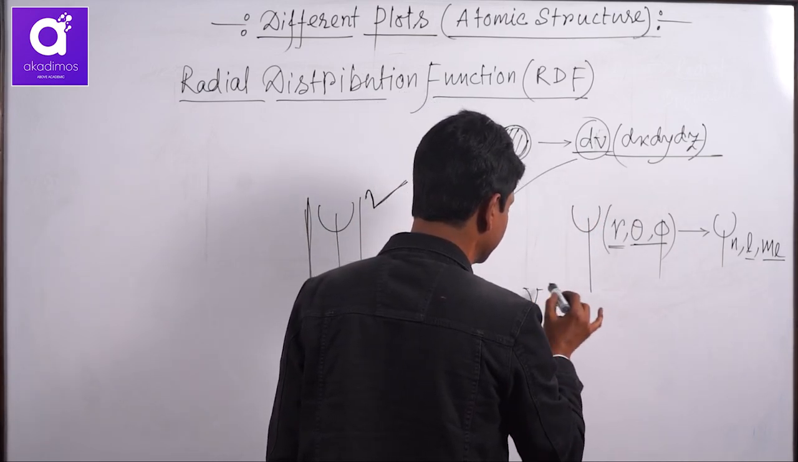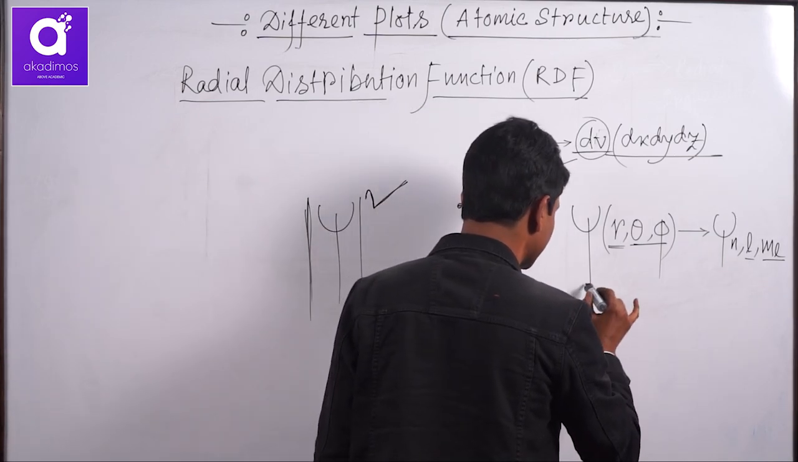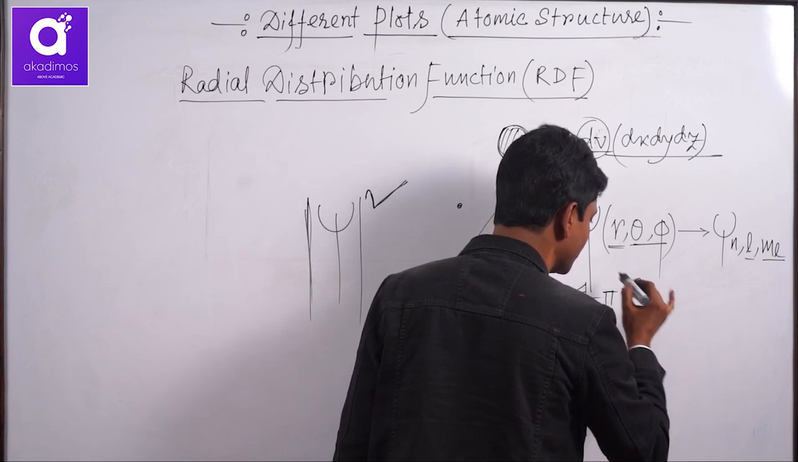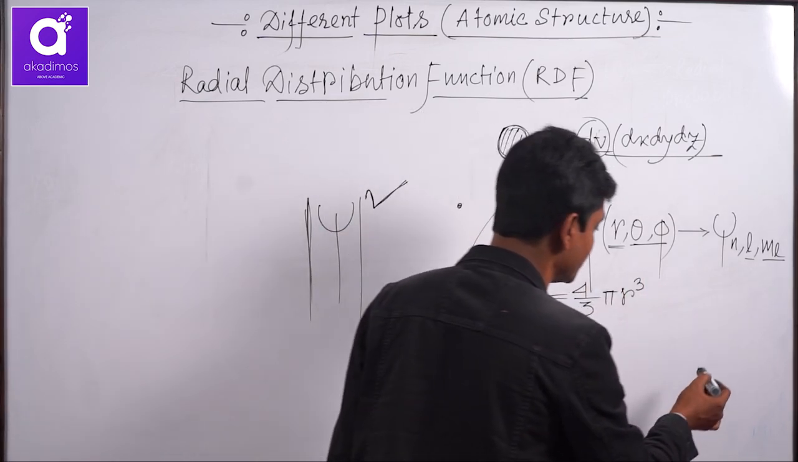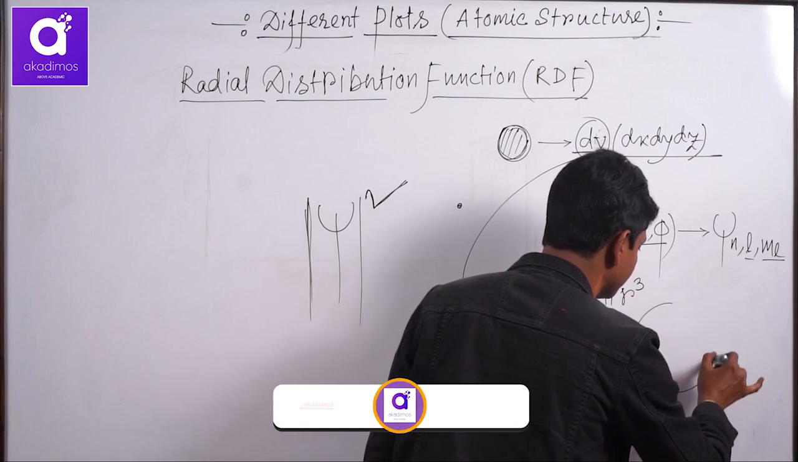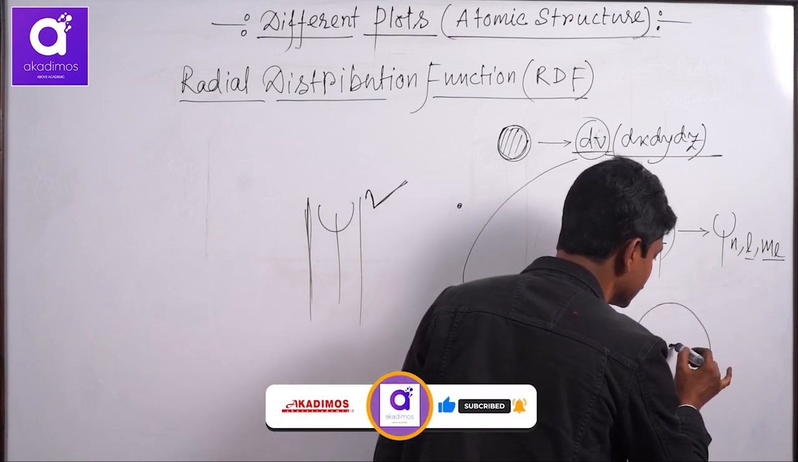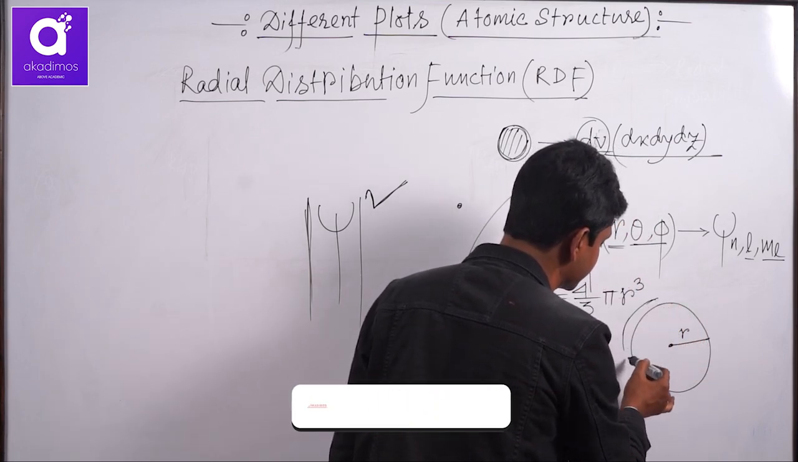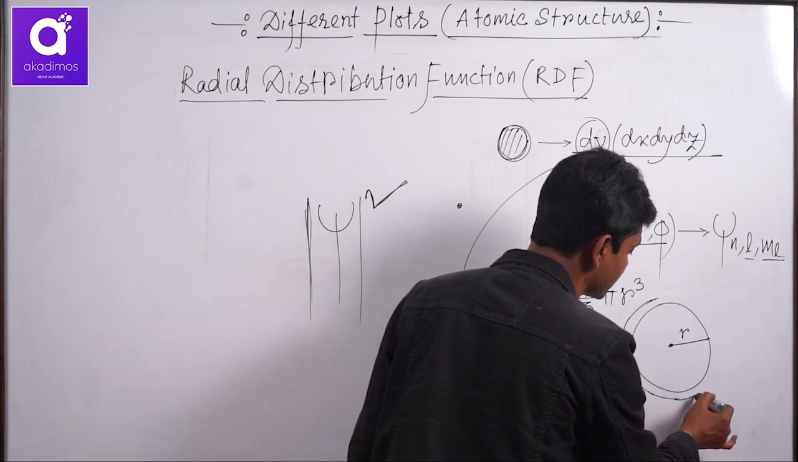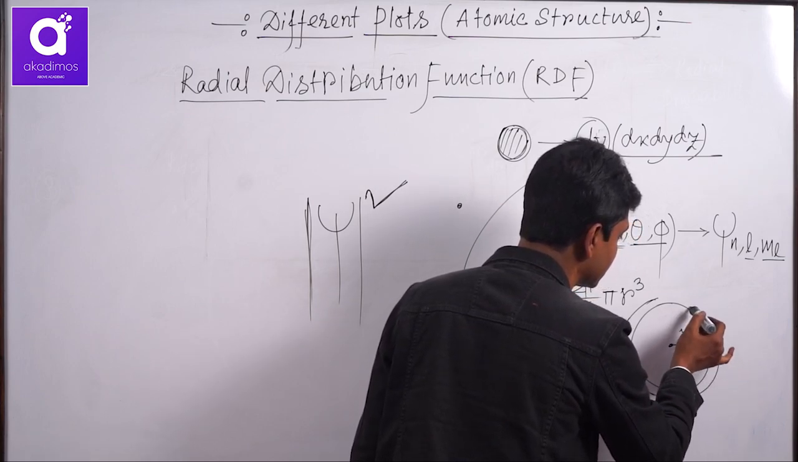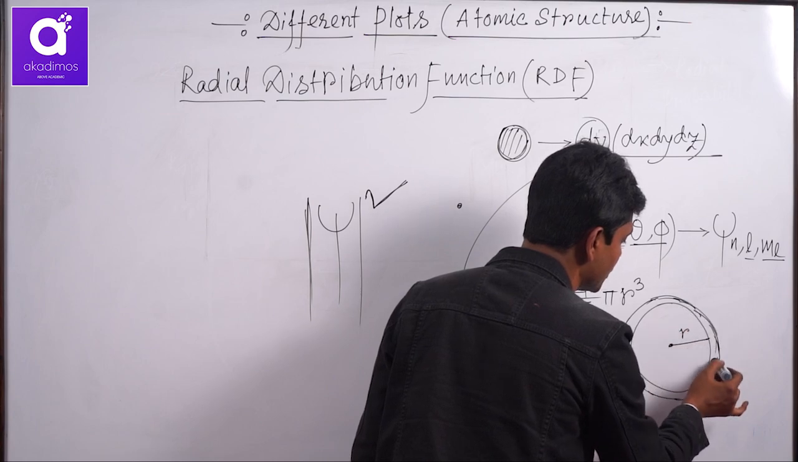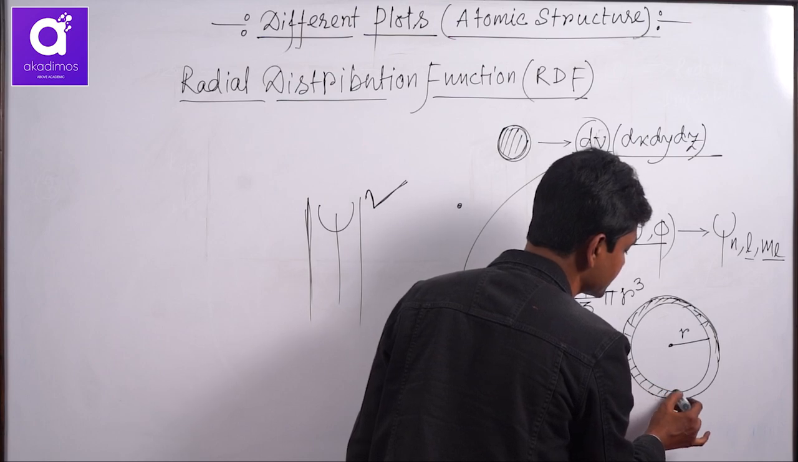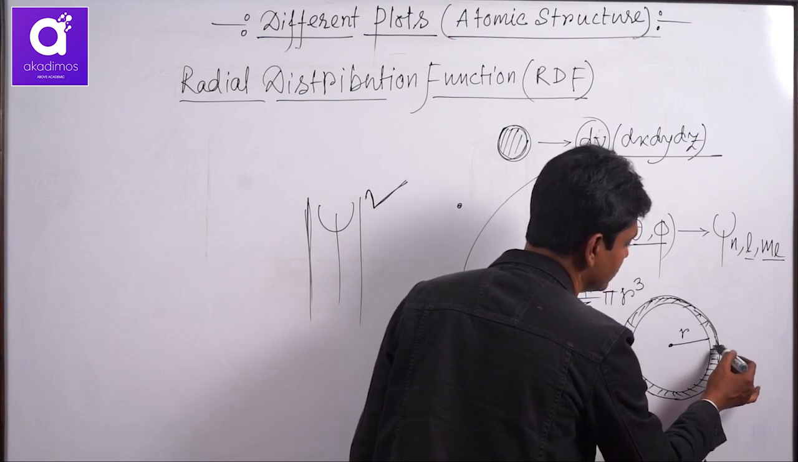You know V, if I take it as a sphere, equals 4/3 pi r cube. That is the volume of the sphere. Take this as the origin, and this is R. Now I will take a small sheath, only the radial part. My question is, what is the electron finding probability in this small thickness of the sphere that I have marked here?